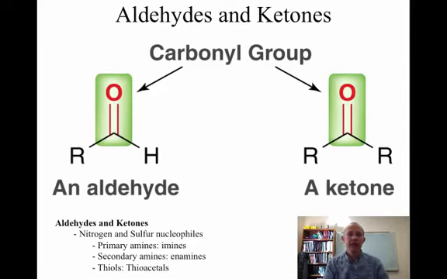In this video, we'll continue talking about the reactivity of aldehydes and ketones, and we'll look at two kinds of nucleophiles, nitrogen and sulfur containing nucleophiles. First thing we'll look at is primary amines, how they react with aldehydes and ketones to give a functional group called an imine. Then we'll look at secondary amines, which form enamines, and finally thiols form thioacetals.